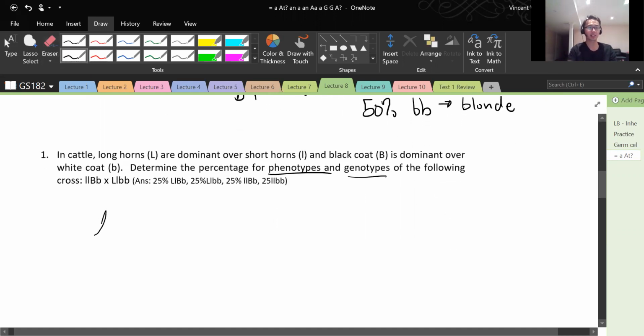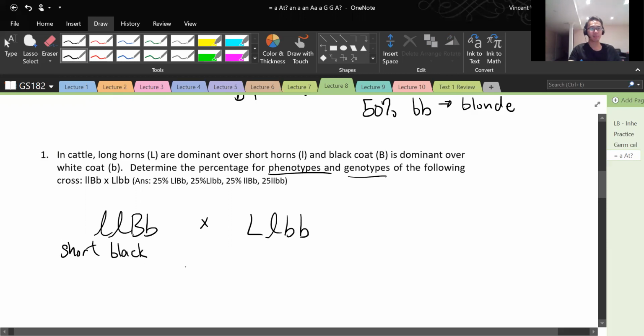Okay, we got the small l, big B, small b. We're gonna cross the big L, small b, small b. So can someone tell me what this is? What are we talking about? Cows? Okay, what kind of phenotype does this cow have? Does it have long horn, short horn, black coat, white coat? What's going on with this cow? Anybody? Okay, thank you, Christian. This is short horn, and black coat. So I'm just gonna say short and black.